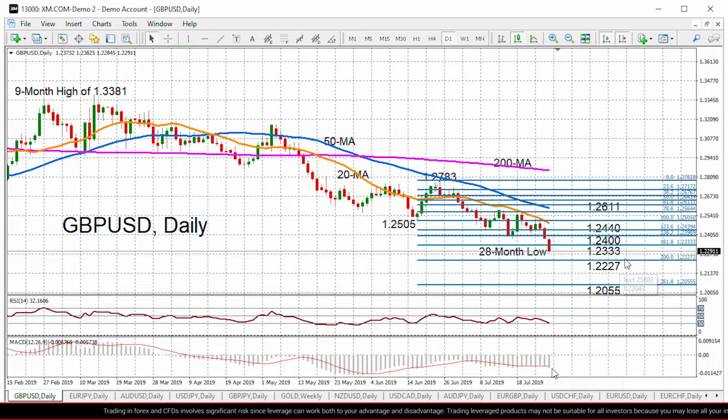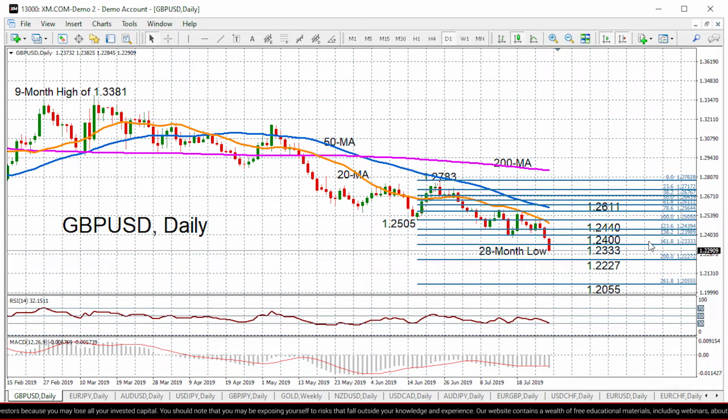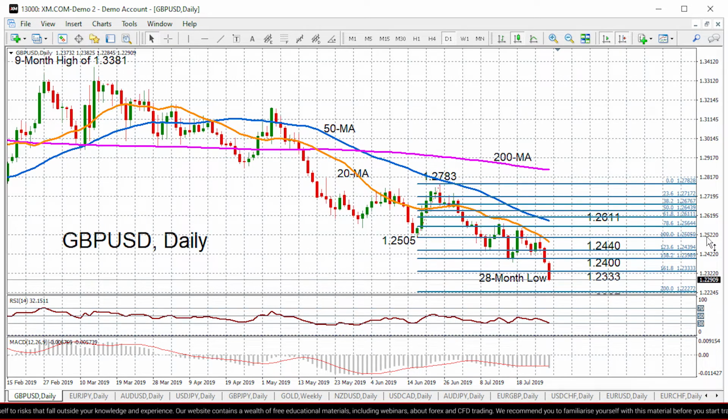So if the downside pressure continues, the next key support will likely come first at the 200% Fibonacci extension of the outlook from 1.2505 to 1.2783. So that's around 1.2227, and then lower down we've got the next key support at 1.2055, which is the 61.8% Fibonacci extension. But given the current oversold picture that we're seeing, an upside correction is possible.